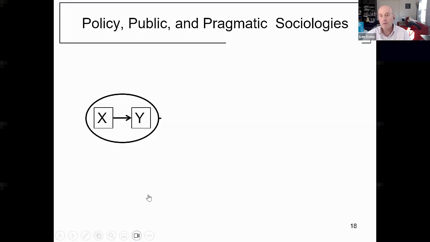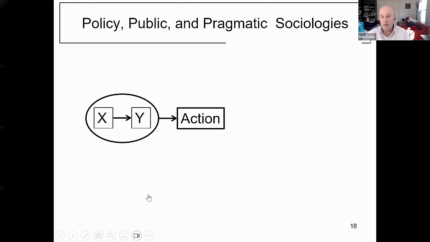Okay, get us going. So we are going to think about policy, public, and pragmatic sociologies. It starts with an inference. X causes Y. I say one thing causes another. I say being absent from school makes you learn less. Or having friends from higher SES increases your economic mobility, something like that.